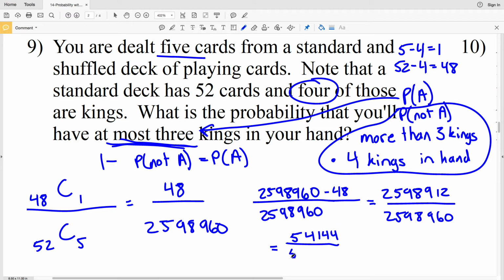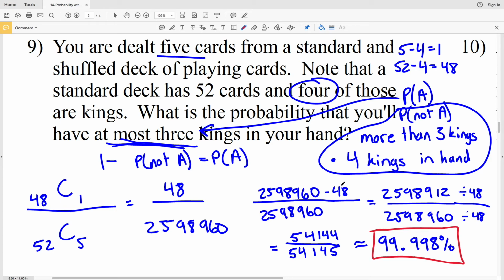Now we can simplify those fractions to be 54,144 all over 54,145. And that's dividing each of those by 48. So the numerator divided by 48 will give us 54,144, and the denominator divided by 48 will give us 54,145. And converting the decimal form of that into a percent, we get approximately 99.998%. So that's the probability that we have at most 3 kings in our hand. So that's saying that we either have 0 kings, 1 king, 2 kings, or 3 kings.